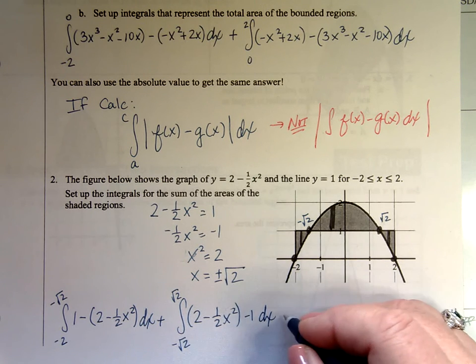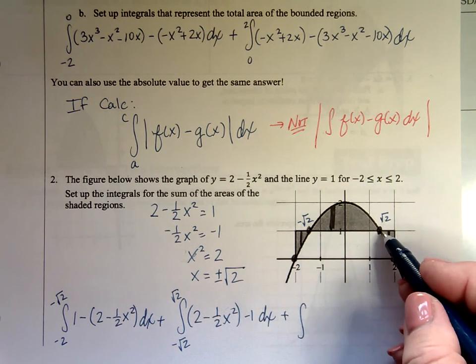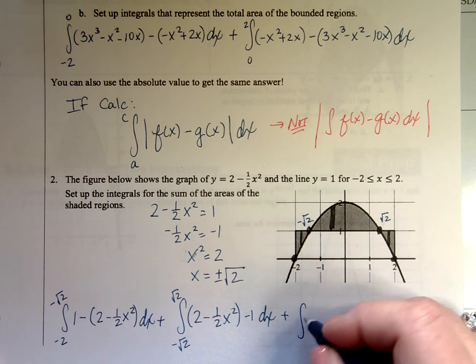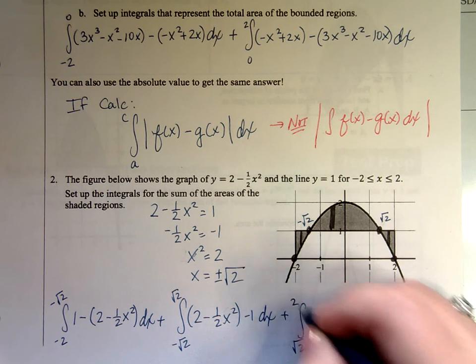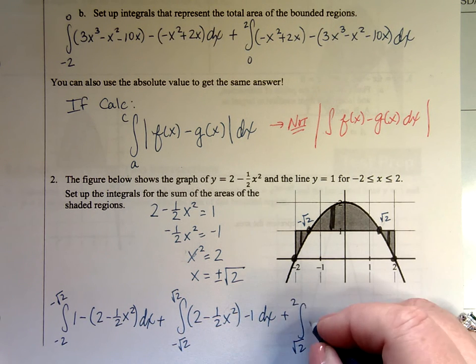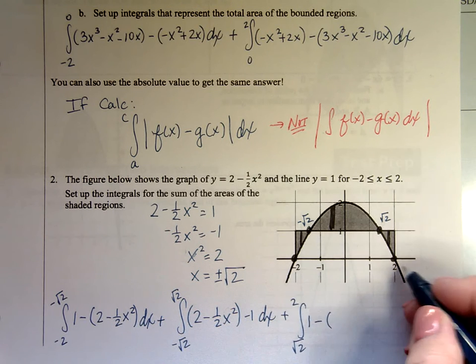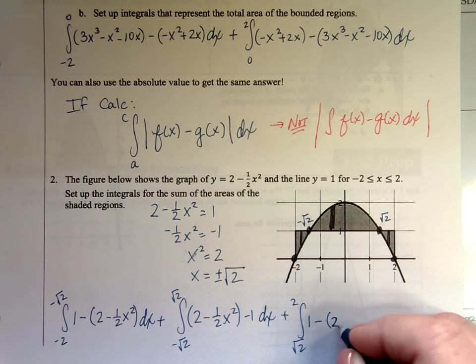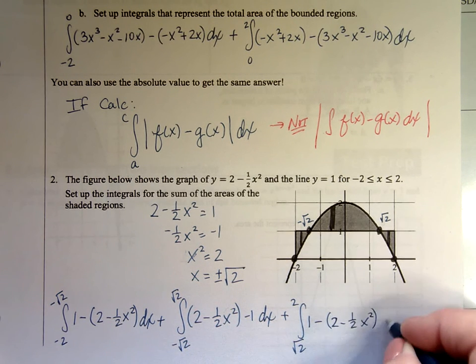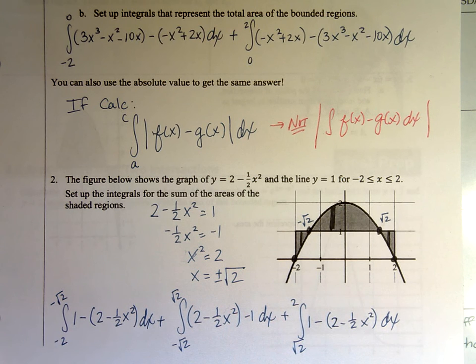And then I have the last one, and it goes from the square root of 2 to 2. Top is hitting 1. Bottom's hitting the parabola. And again, I could simplify this out, distribute the negative, and simplify each grouping. And again, I wouldn't recommend doing that unless you have to put it in a calculator. Mr. AP is okay with it being left unsimplified.